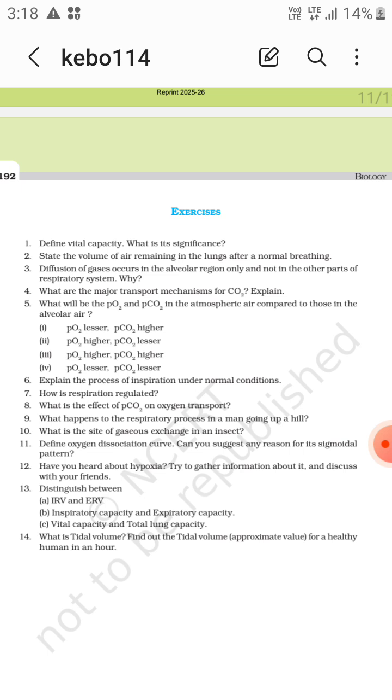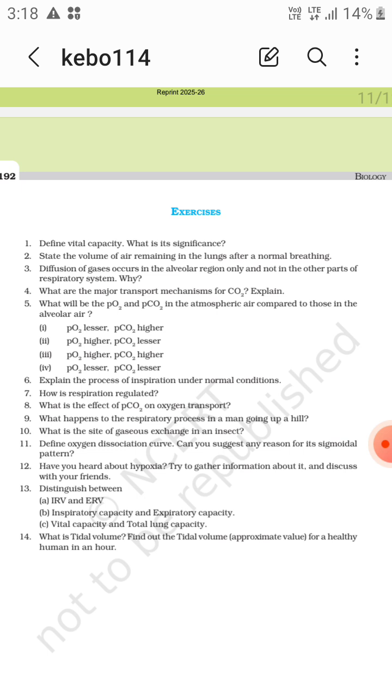Now what will be the partial pressure of O2 and partial pressure of CO2 in the atmospheric air compared to those in the alveolar air? So partial pressure of O2 is higher in the alveolar air and partial pressure of CO2 is lesser in the alveolar air, right?